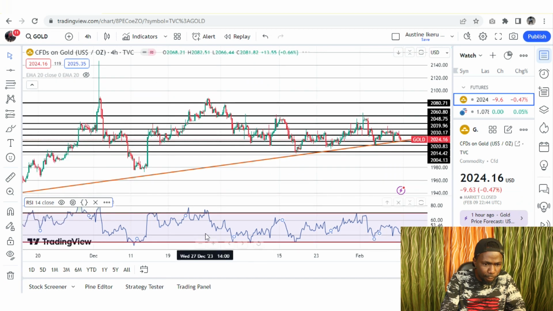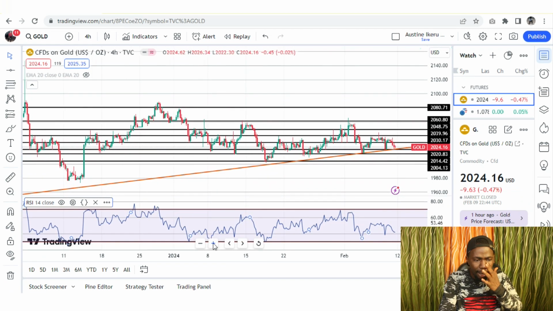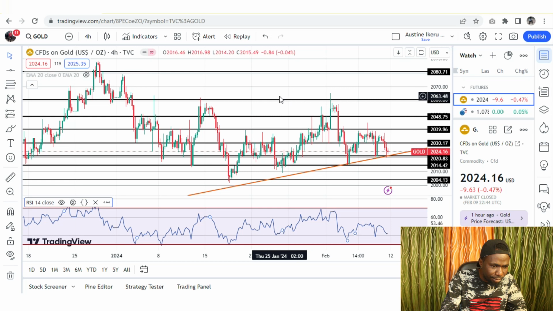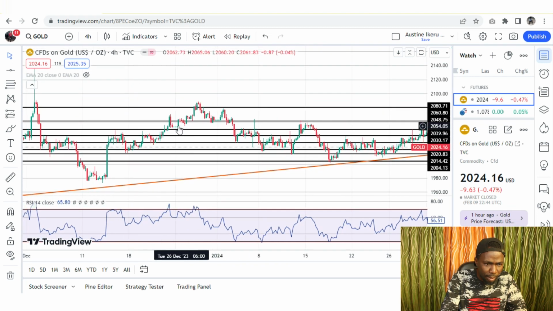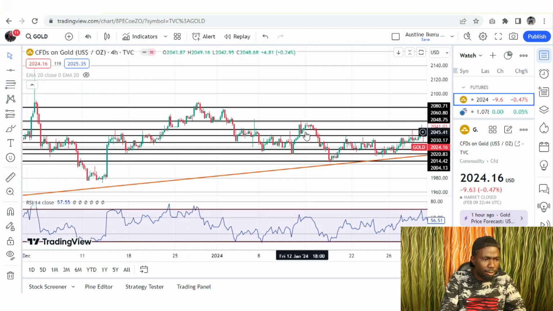Now you are looking for an area of value. This is clearly an area of value, right? This is clearly an area of value where price got to and got rejected. This is also an area of value where price got to and got rejected. So you go to the lower time frame, which is the 15-minute time frame.